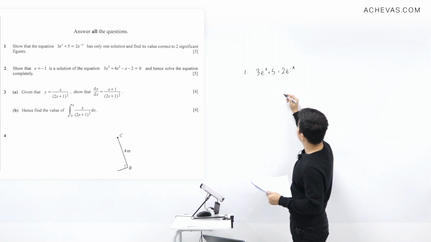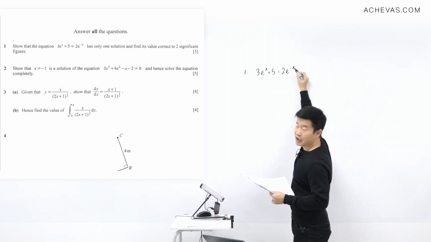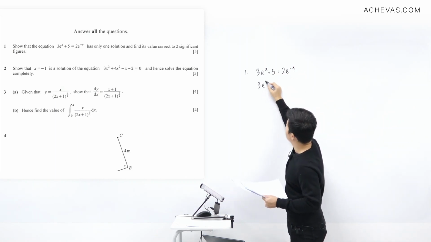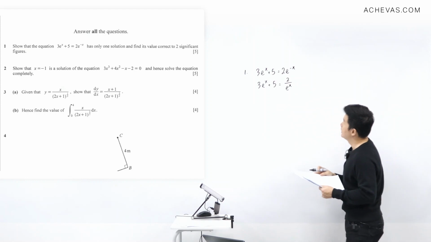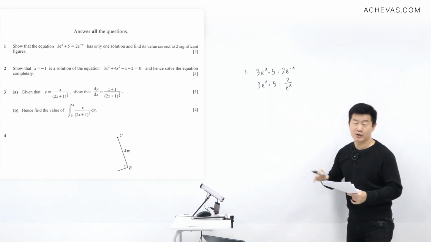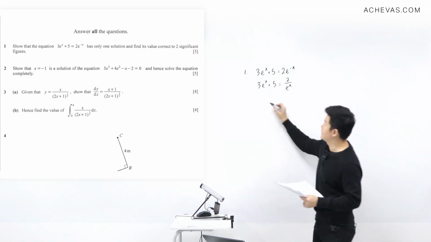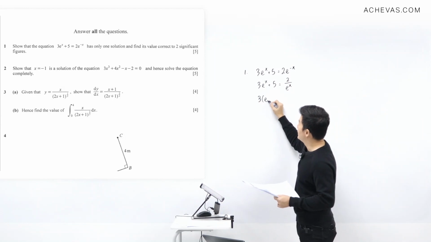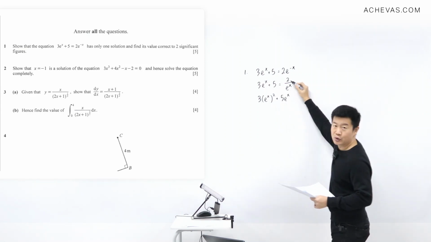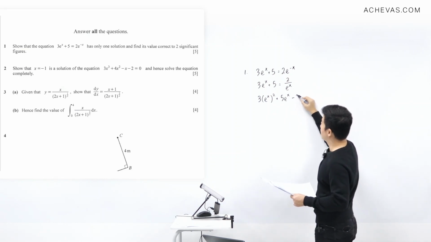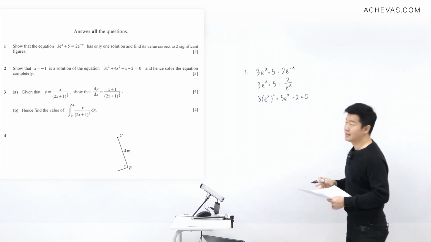So for this, I'm going to try to change this. This is 3e to the power of x plus 5, and this is going to be 2 over e to the power of x. So I'm going to multiply this equation throughout by e to the power of x, which will give me 3e to the power of x multiplied by e to the power of x, e to the power of x squared, plus 5e to the power of x is equal to 2. And I'm going to bring that 2 over to the left-hand side, so I will have a minus 2.